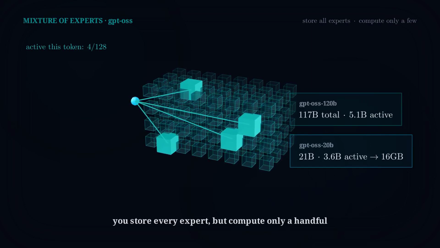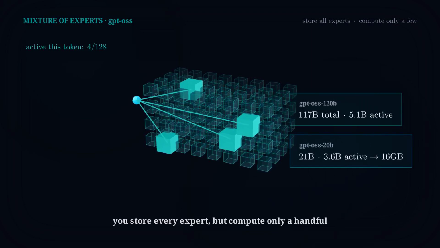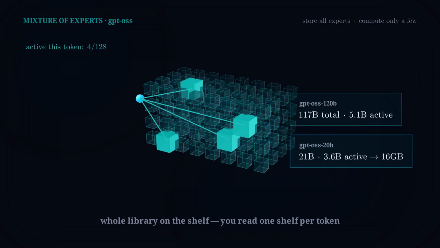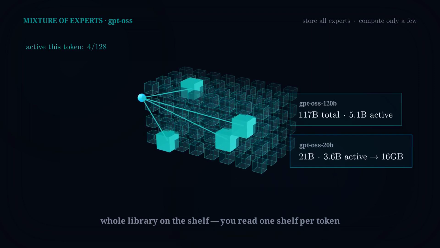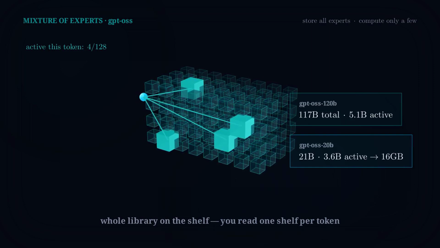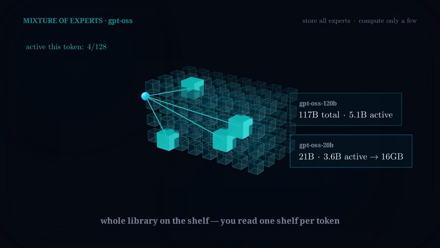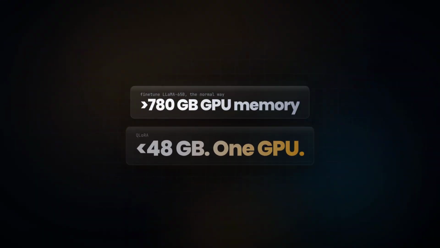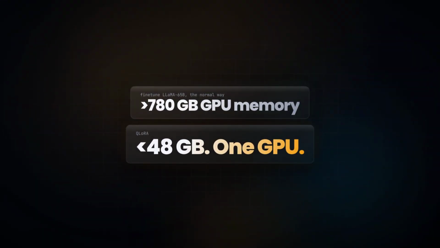You still pay memory to store all the experts, but per token compute and bandwidth pressure look like a model a fifth the size. Stack MoE with 4-bit quantization, and that's how a 20B class reasoning model ends up running comfortably in 16 gigabytes. Last chapter, because local isn't just inference.